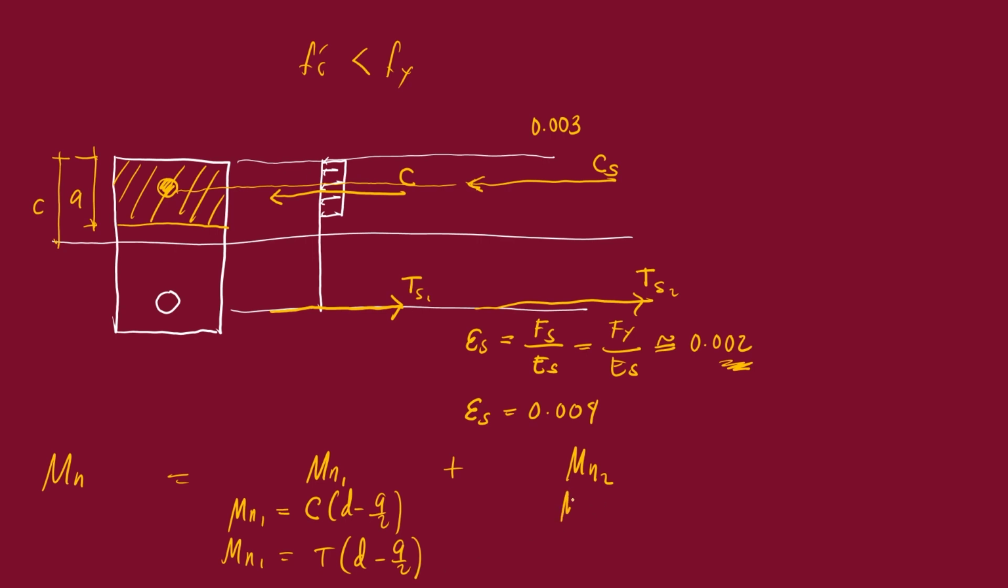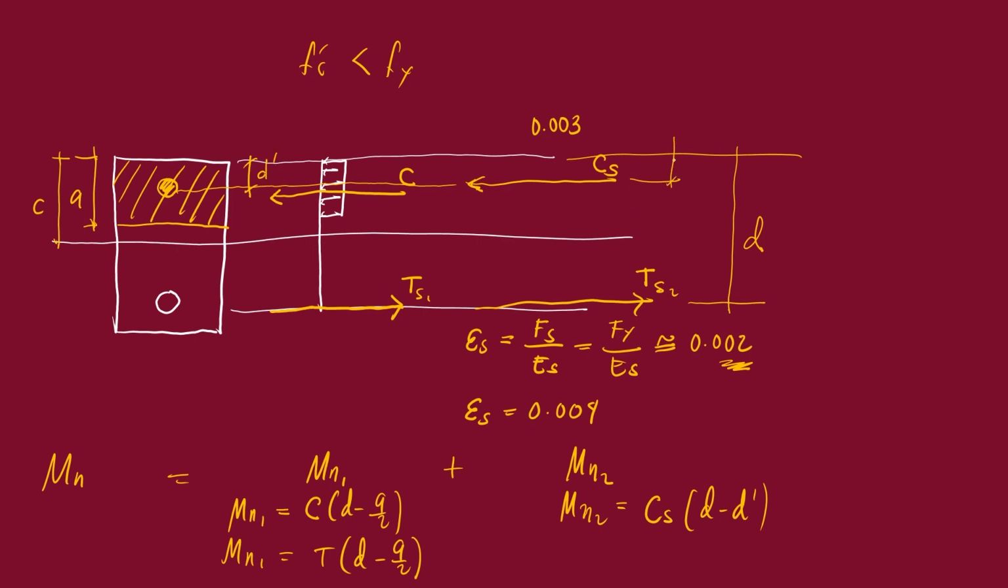Yung Mn2 mo naman, your Mn2 is equal to the magnitude of the couple here. That is CS at saka TS2. So you can write here your Mn2 is actually equal to CS multiplied by d minus d prime. Saan ba nakuha yung d minus d prime na yan? Di ba, the distance from the extreme fiber to the centroid of the tension reinforcement is your d, and the distance of the reinforcement in compression to the extreme fiber in compression is denoted by d prime.